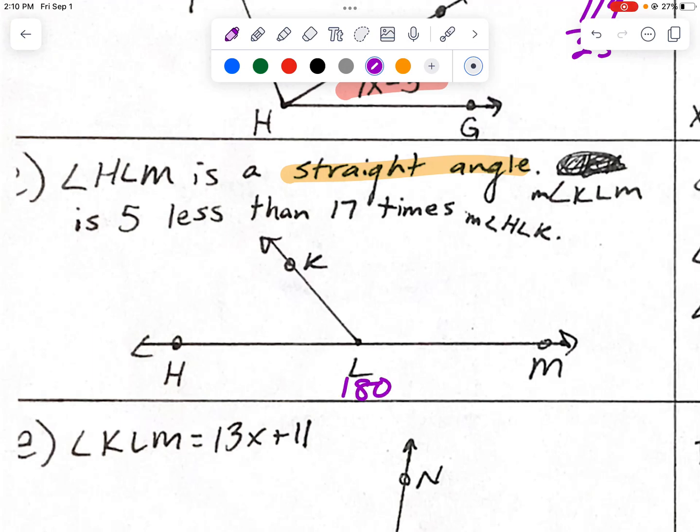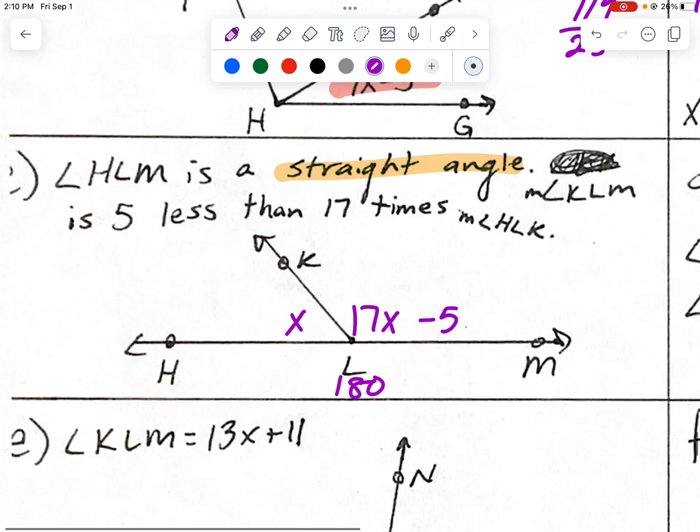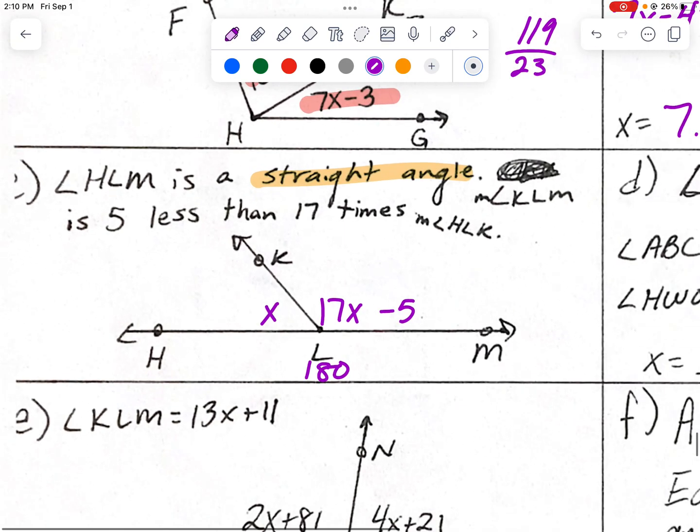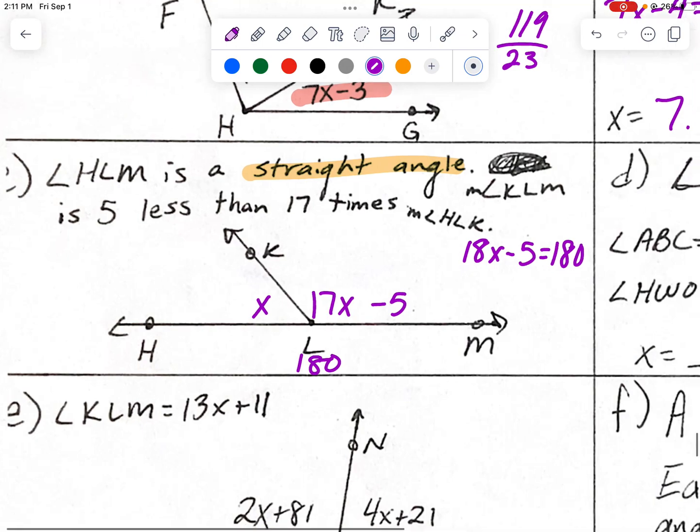KLM is 5 less than 17 times my unknown. So I can put my unknown on the left, and I can put 17x, 17 times, and then 5 less than that. And I can set up my equation and solve. I get 18x minus 5 equals 180. And I believe I get a decimal for that one.